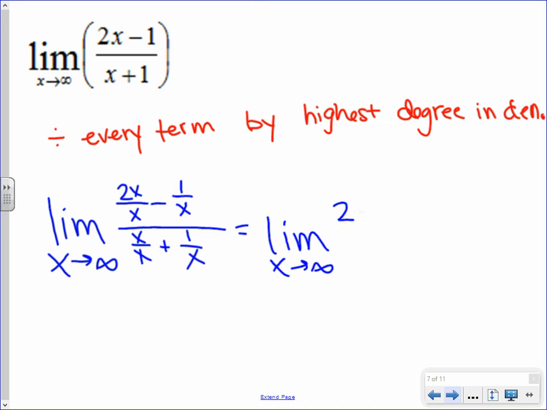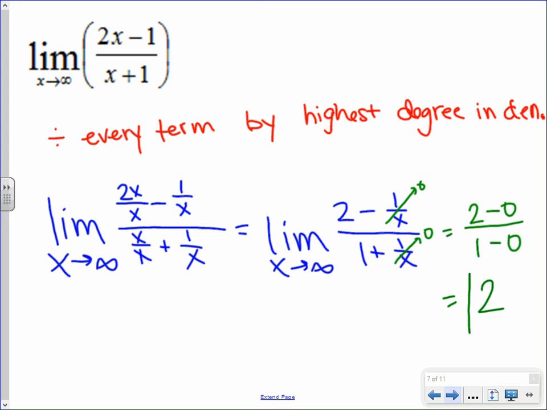2x divided by x is 2 minus 1 over x. And x over x is 1 plus 1 over x. Okay? Now we have something familiar. The limit as x goes to infinity of 1 over x. What did we talk about that? That's going to be 0. The limit as x approaches infinity of 1 over x. That's another one of our rules, 0. So we have 2 minus 0 over 1 minus 0, which is 2. Did a lot of work there.